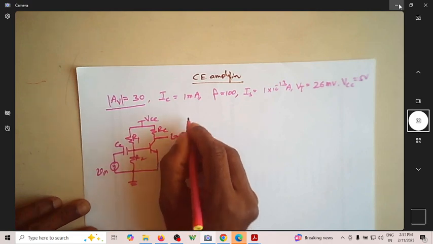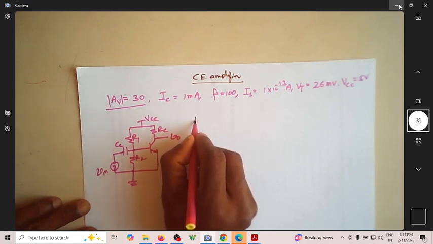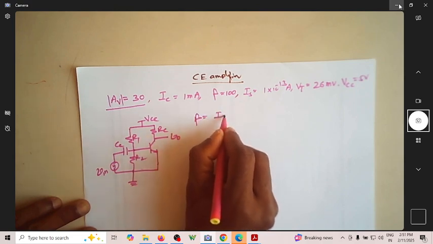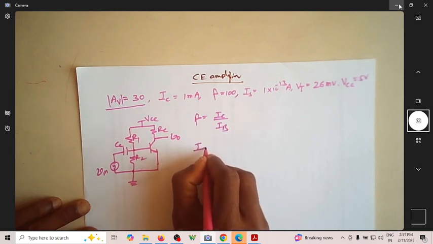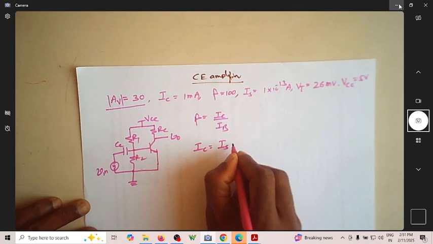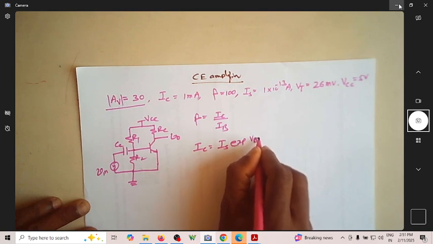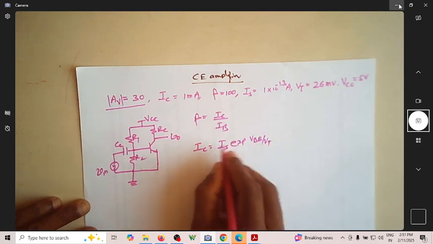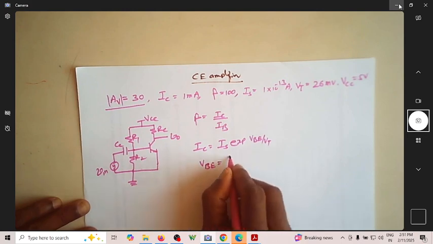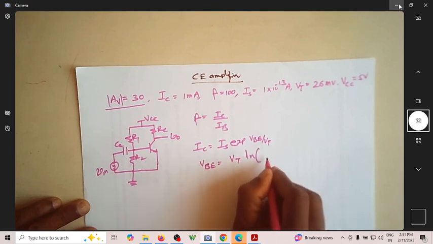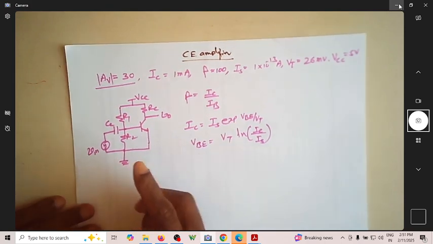As we know, some device equations are beta is equal to IC by IB, and collector current is given by IS times e power VBE by VT, from which we can write VBE is equal to VT times ln of IC by IS. So this is derived from this.